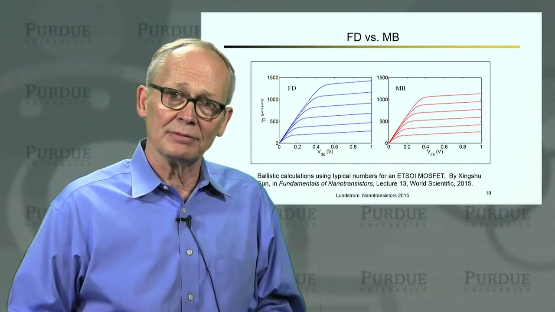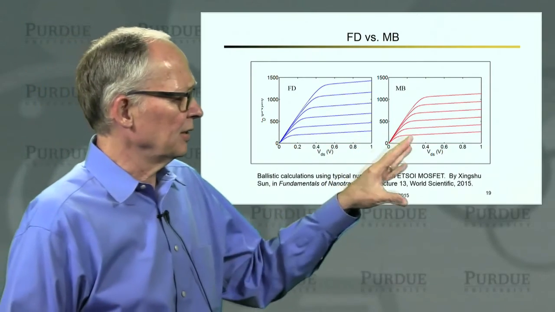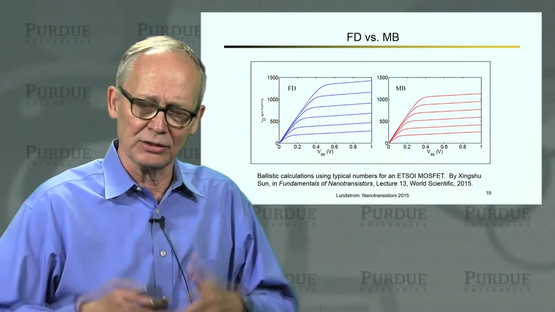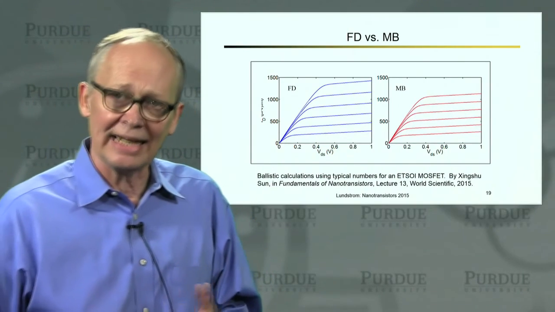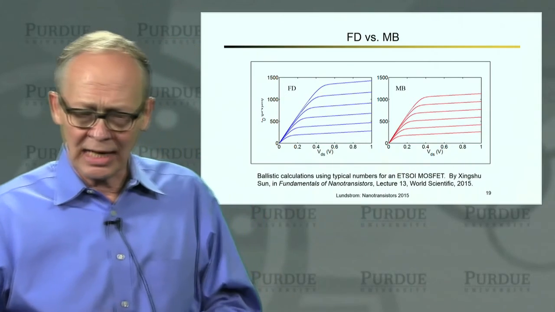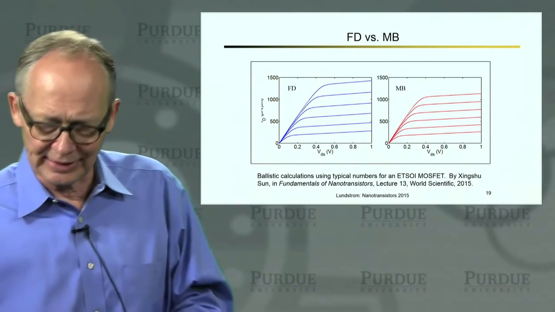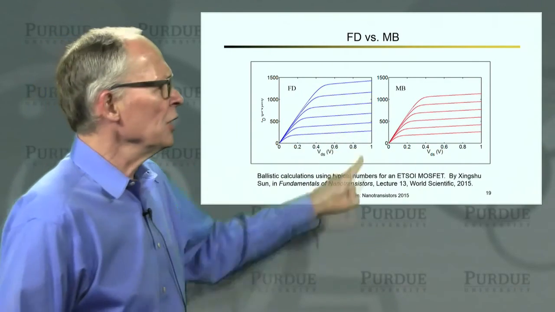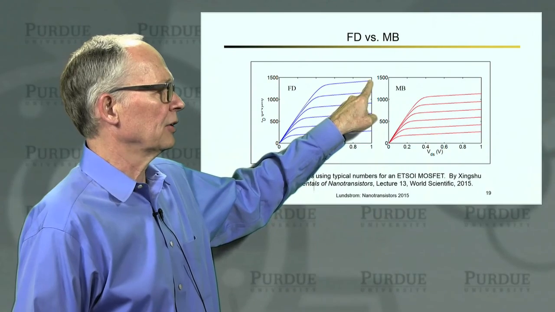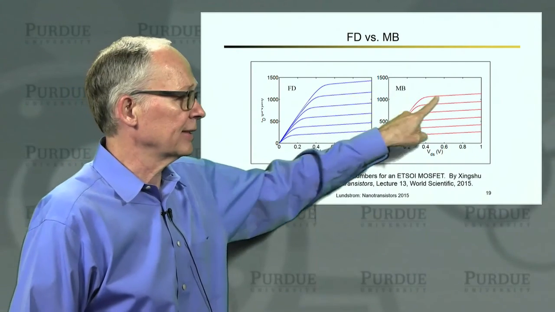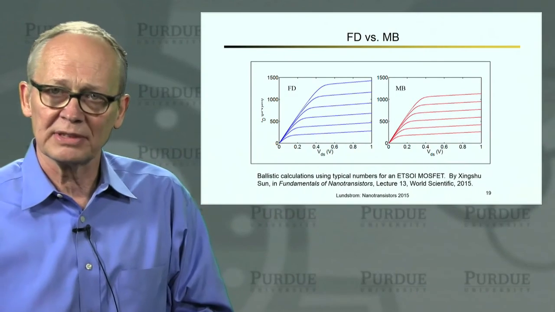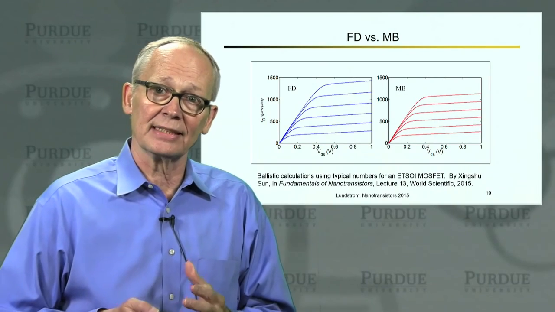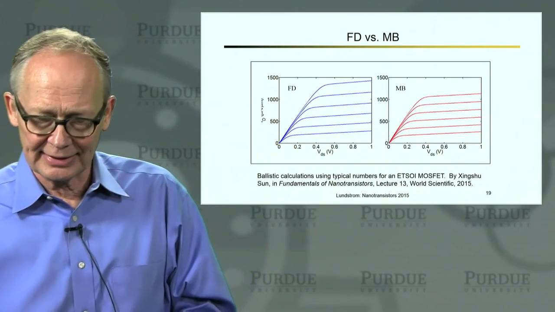And if we do that for a typical device, this particular device is an extremely thin SOI MOSFET, modeled after that using typical series resistances and gate oxide capacitances and things like that. I refer you to the lecture notes for details of the device structure. But the point I just want to make here is that if you compare these two, you will see a significantly higher on current when Fermi-Dirac statistics are considered than when Maxwell-Boltzmann statistics are considered. And that occurs because of the injection velocity, which changes in the presence of Fermi-Dirac statistics.